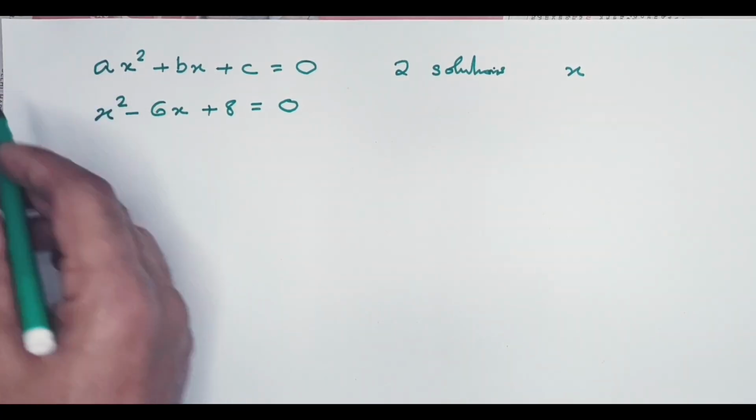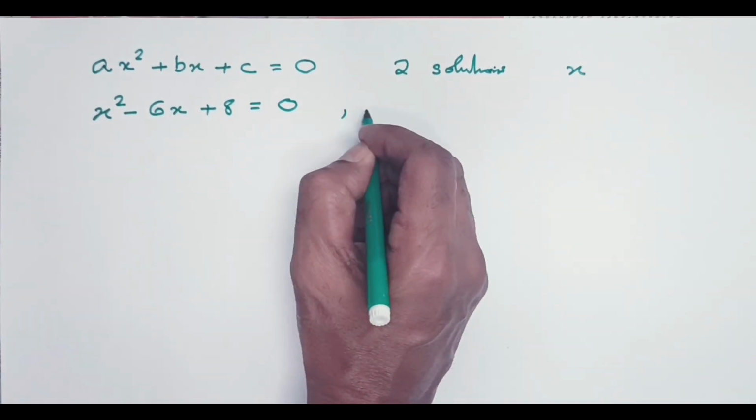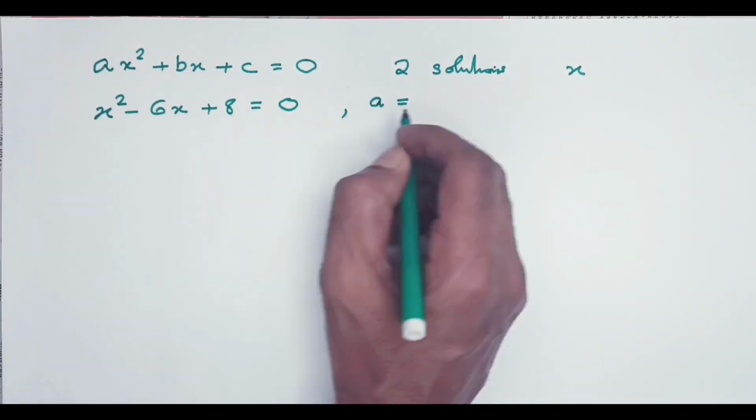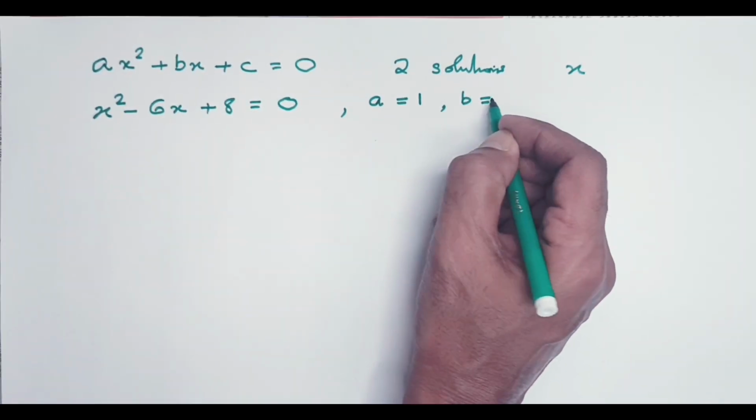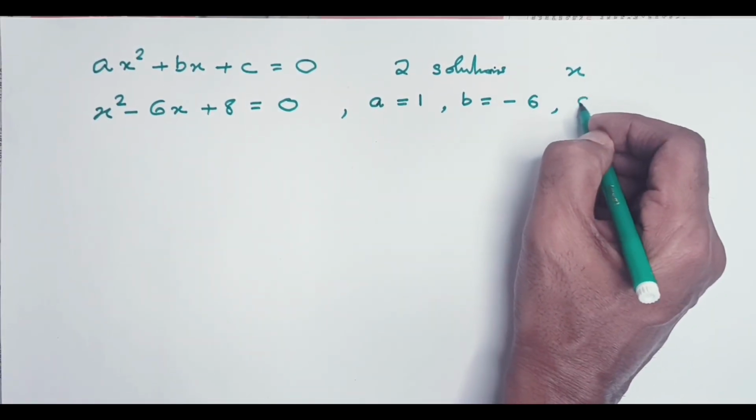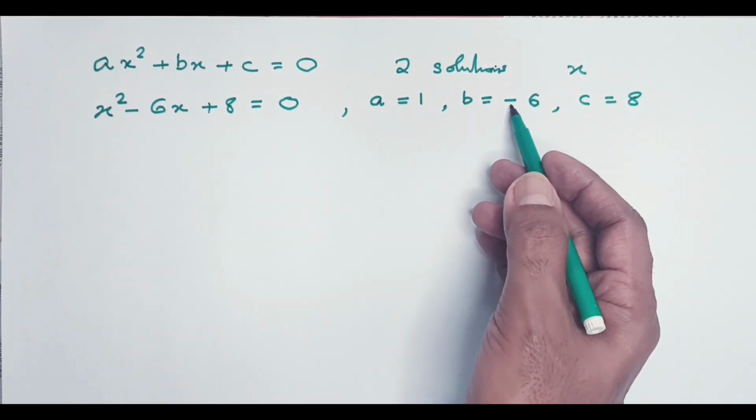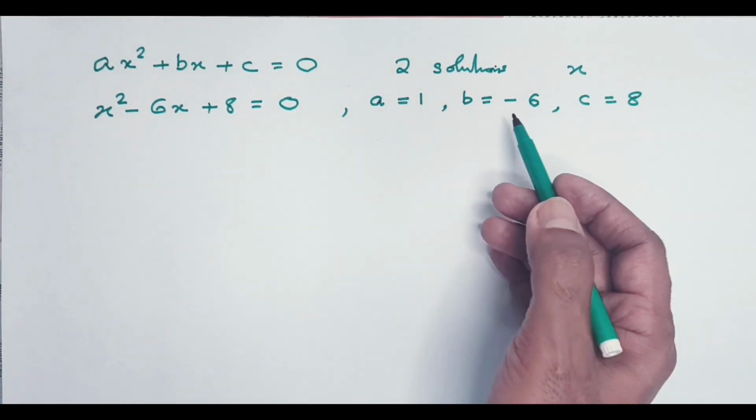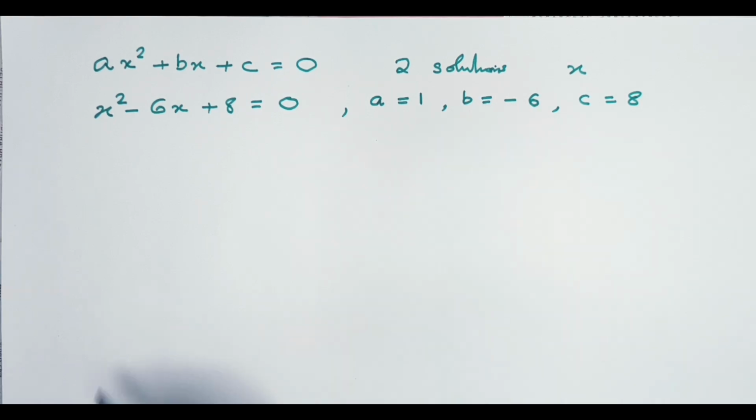If you compare this quadratic equation given here to the general form of a quadratic, you can see the value of a being 1, which is the coefficient of x squared. That of b is minus 6, c is 8. While writing the coefficients, take care of the plus and minus signs. As you can see here, it's not 6, the value of b, it's minus 6.